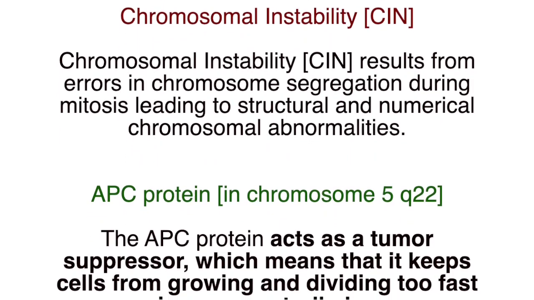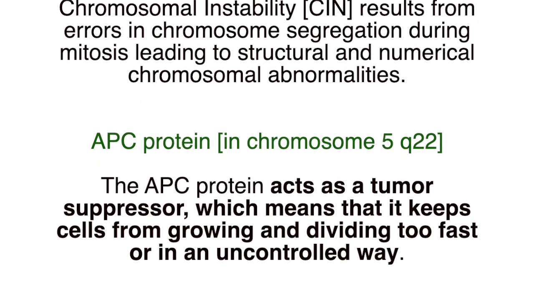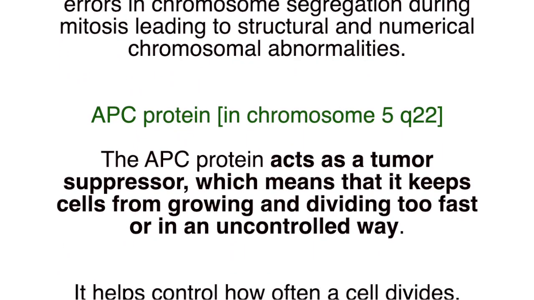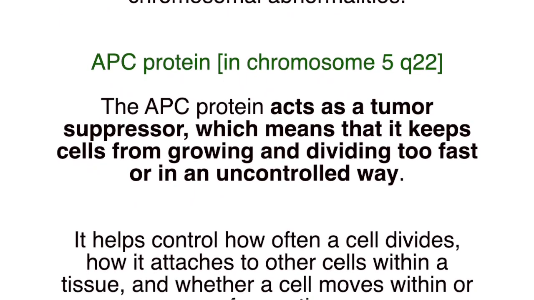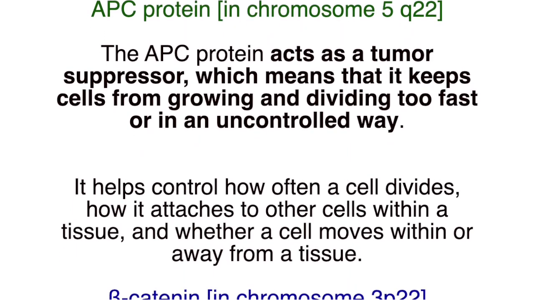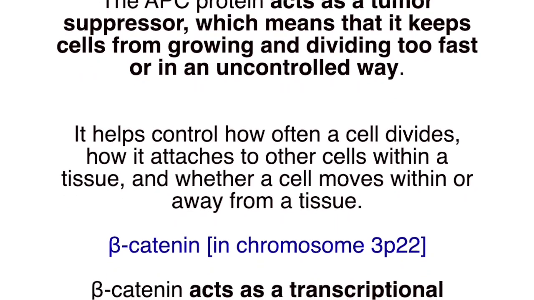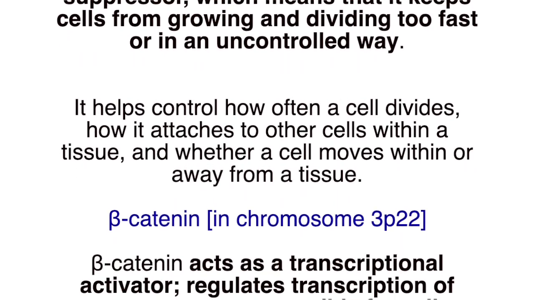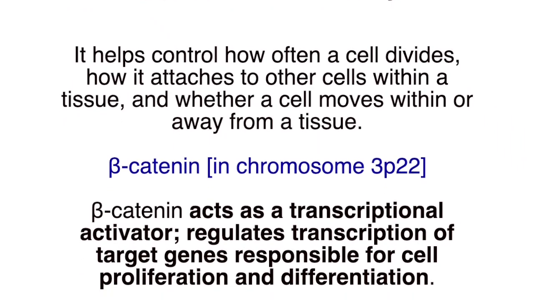APC protein in chromosome 5q22. The APC protein acts as a tumor suppressor, which means that it keeps cells from growing and dividing too fast or in an uncontrolled way. It helps control how often a cell divides, how it attaches to other cells within a tissue, and whether a cell moves within or away from a tissue.